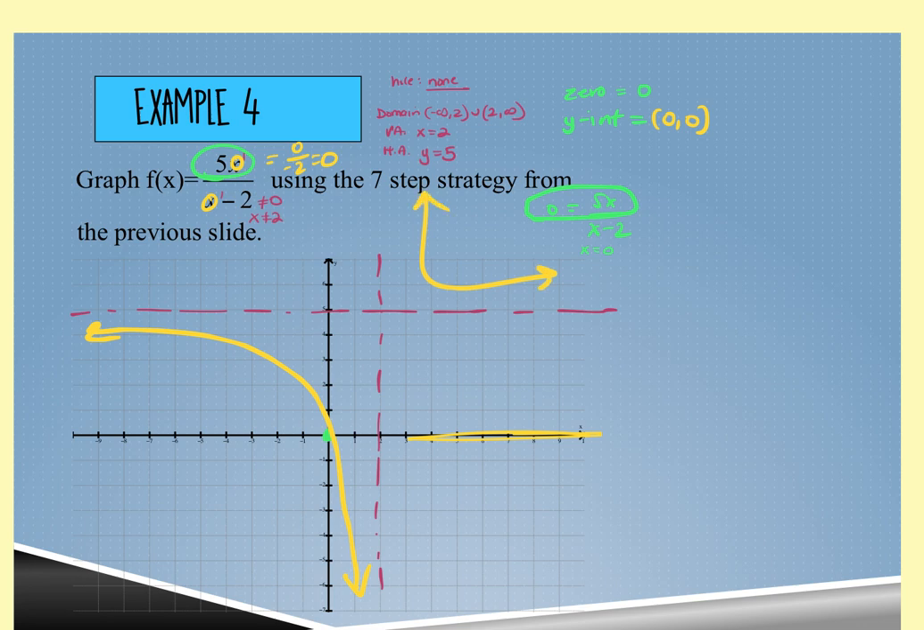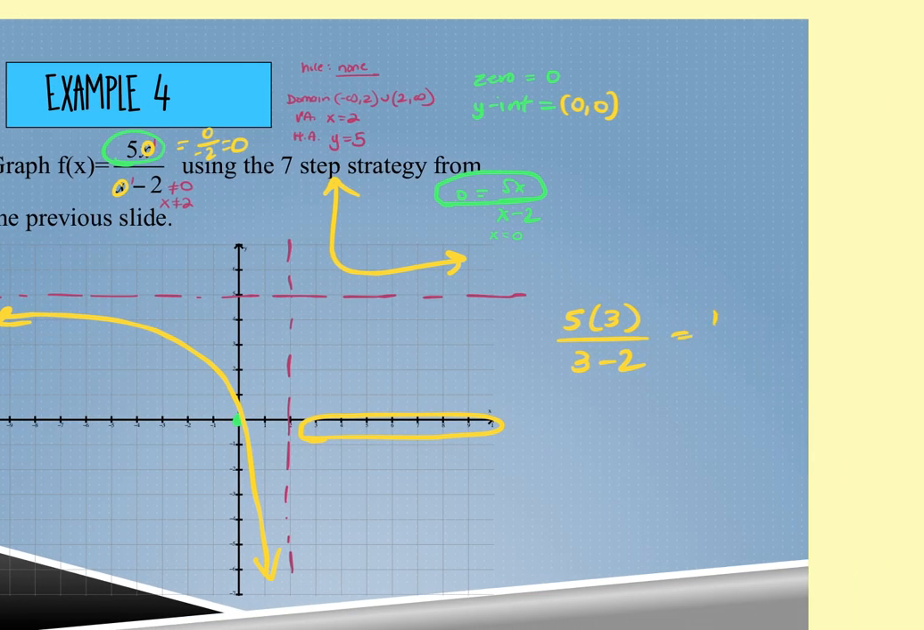So I'm going to pick a point from the range that is to the right of your vertical asymptote. I can pick any of these points. Go easy on yourself. Make it small. So I'm going to plug in 3. I get 5 times 3 over 3 minus 2, and I get 15 over 1, which is consistent with my graph being above that asymptote, and not below it.